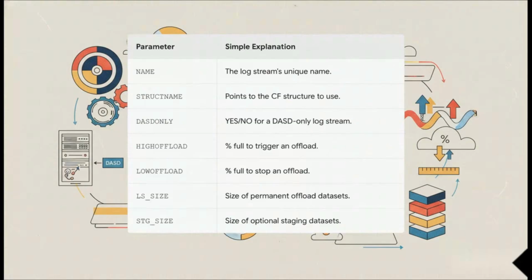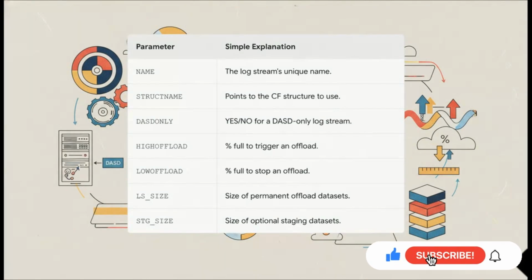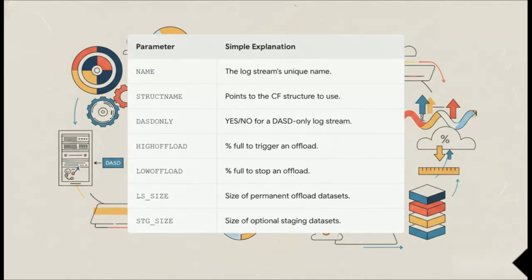Now, I know looking at a wall of JCL can be a little intimidating at first, but trust me, the important parameters are really simple. First, you give it a unique name. Easy enough. If you're using the coupling facility, you tell it which structure to use with STRUCTNAME. You use DASDONLY to say, yep, this is a DASD-only one. Then you see our old friends HIGHOFFLOAD and LOWOFFLOAD to set up that automatic offloading process we just talked about. And finally, LS_SIZE and STG_SIZE are just where you set the size for your permanent and staging datasets. See, when you break it down, it's not so bad at all.